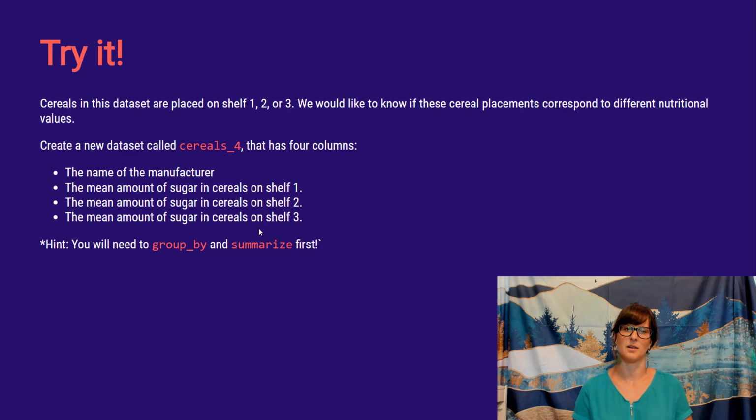And I want 4 columns. I want you to give me the name of the manufacturer. I want you to give me the average amount of sugar for cereals from that manufacturer on shelf 1. That was a lot of qualifiers. The second column is the mean amount of sugar among all cereals in that manufacturer who were put on shelf 2. This is going to take you several steps. Your hint here is you definitely will need to use group by and summarize at one of the steps.